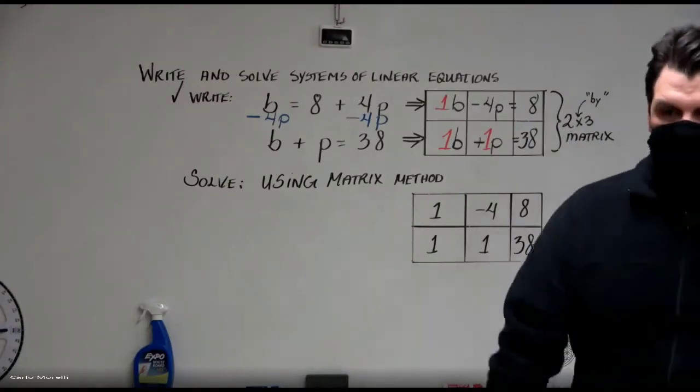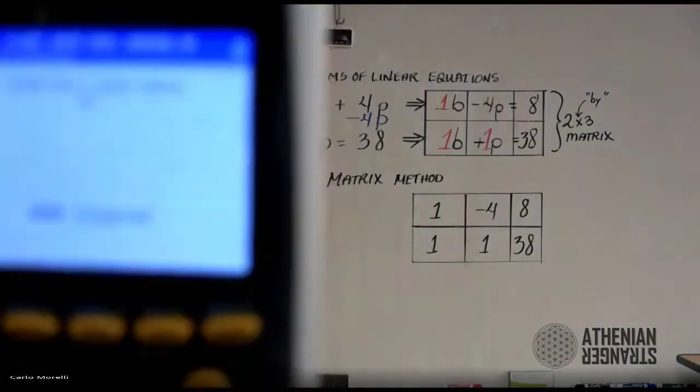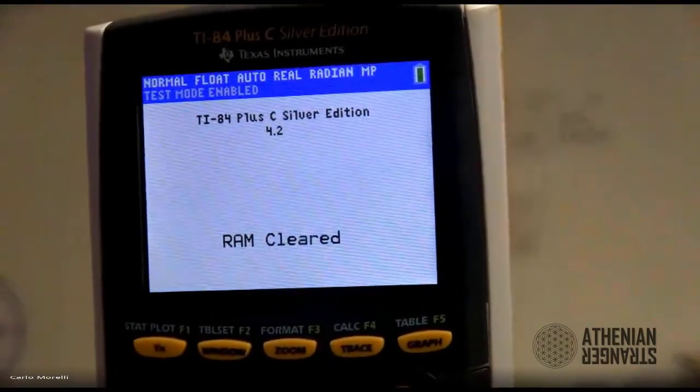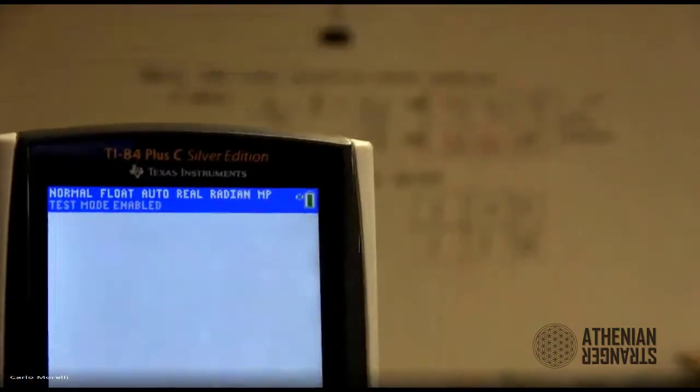Now everybody turn on your calculators. And let's start by clearing the memory. Second plus 7, 1, 2. Everybody should be looking at a screen that looks like that. Okay, maybe yours doesn't say test mode, but go ahead and click clear to go home.